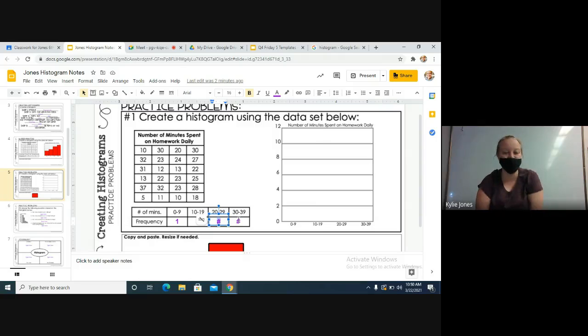Okay. How many spent between 20 and 29 minutes? 9. 10. I got 10. Well, my answer key says 10. So let's count. So 20 to 29, we have 1, 2, 3, 4, 5, 6, 7, 8, 9, 10. There's 10 of them. 10 students spend between 20 and 29 minutes on their homework.